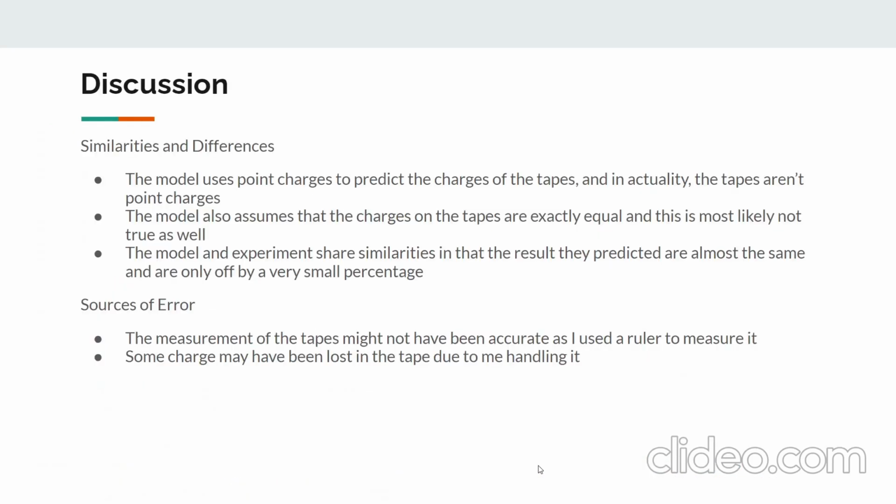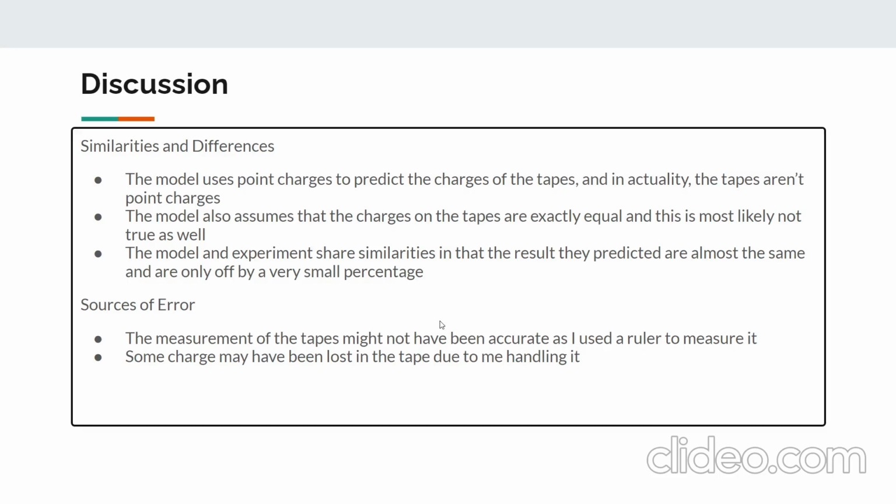For the similarities and differences between the model and our experiment, the model uses point charges to predict the charges of the tape, and in actuality, the tapes aren't point charges. The model also assumes that the charges on the tape are exactly equal, and this is most likely not true. The model and experiment share similarities in that the results they predicted are almost the same and are only off by a very small percentage. The sources of error are that the measurement of the tape might not have been as accurate as I used the ruler to measure it, and some charge may have been lost in the tape due to me handling it.